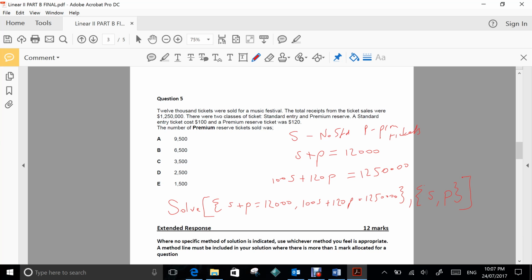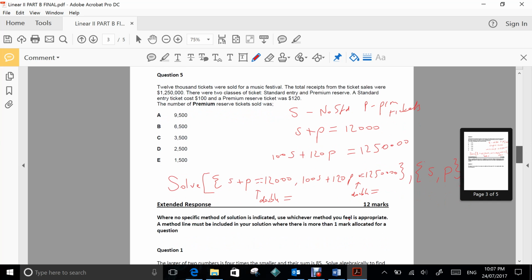If you type that into Mathematica, remember that in Mathematica you need to have two equals signs in there. So there needs to be a double equals. That's a double equals too. Make sure you do double equals there, and Mathematica will tell you what S and P are equal to.